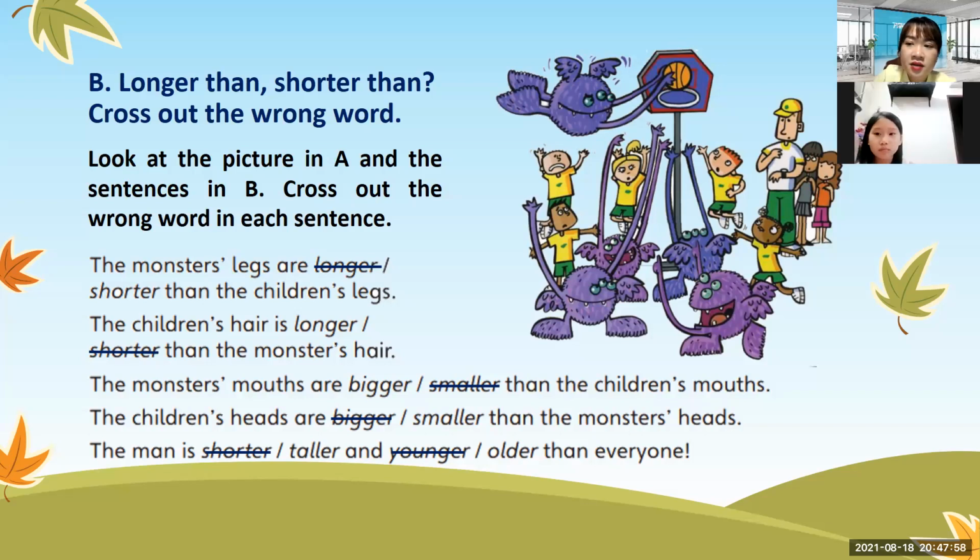Okay, look at this one. I already showed you the answer. The man, you see? The man is taller, yes, taller and older. Look at the man. The children are players, right? But the man, he's maybe a teacher. He is the one counting the time and watching the children. He writes the score for the two teams. So he is taller and actually he is older, because he is a teacher as well.